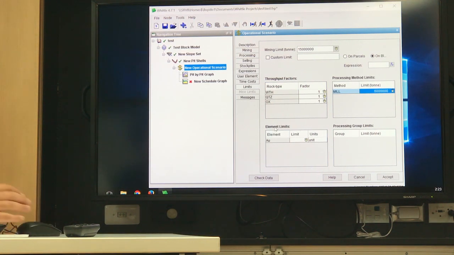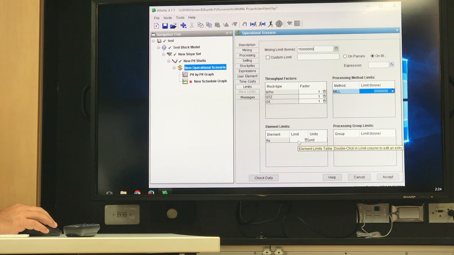Here, element limit. Let's say, based on a contract, you need to produce a certain amount of gold from this mine, then this is going to be your limit, so you could put it here. But it's rare that we could have something like this. So don't forget to put this unit exactly as the unit that you have in the selling trials. And that's all you need for the stake.